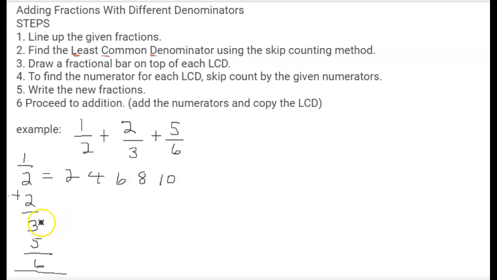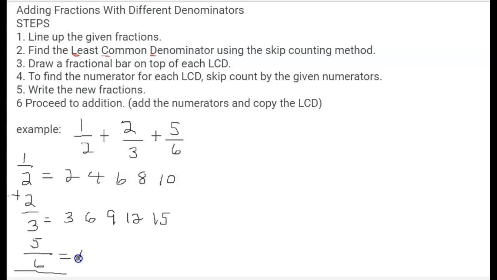Then I proceed to my second fraction. My denominator is a 3. So I'm going to start from 3. Skip counting by 3, the next number is a 6, followed by 9, followed by 12, and followed by 15. I have to do that at least 5 times for my first and second fractions, okay? My third denominator is a 6.